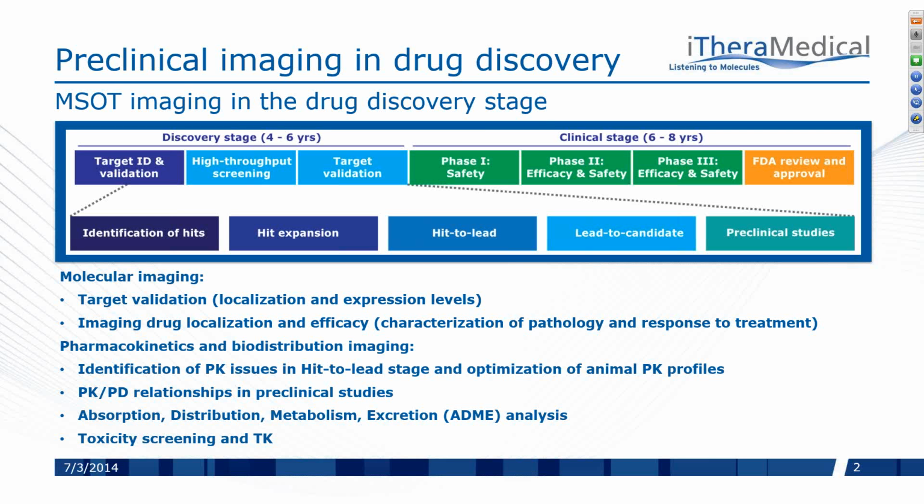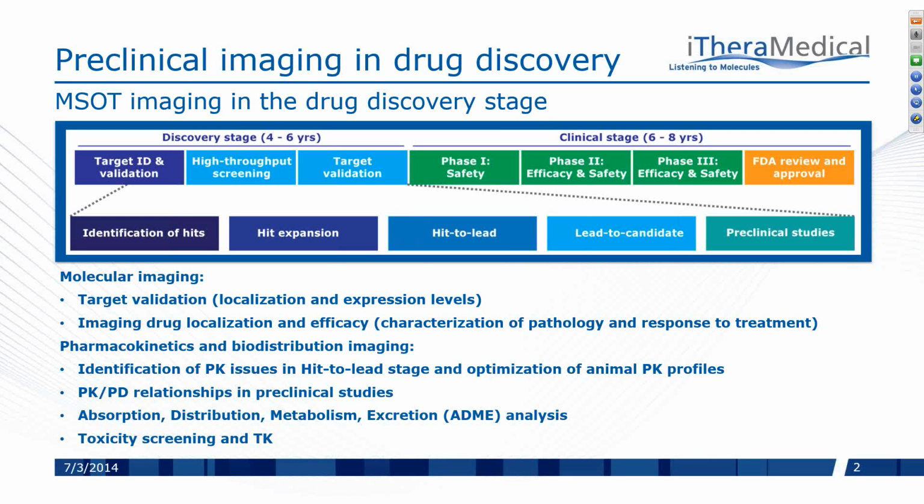So if good decisions can be made early on in the discovery process, this would be very beneficial to patients and also companies itself. In the discovery stage, there are various processes where molecular imaging or imaging in general can play a big role, and some of it we will highlight today. In the discovery stage, targets will be validated and identified, and the molecular imaging process can play a huge role in this, in localizing and validating the expression levels of certain receptors. In addition, imaging can show drug localization and efficacy by characterizing disease pathology or response to treatment. However, that would be a topic of a different webinar.